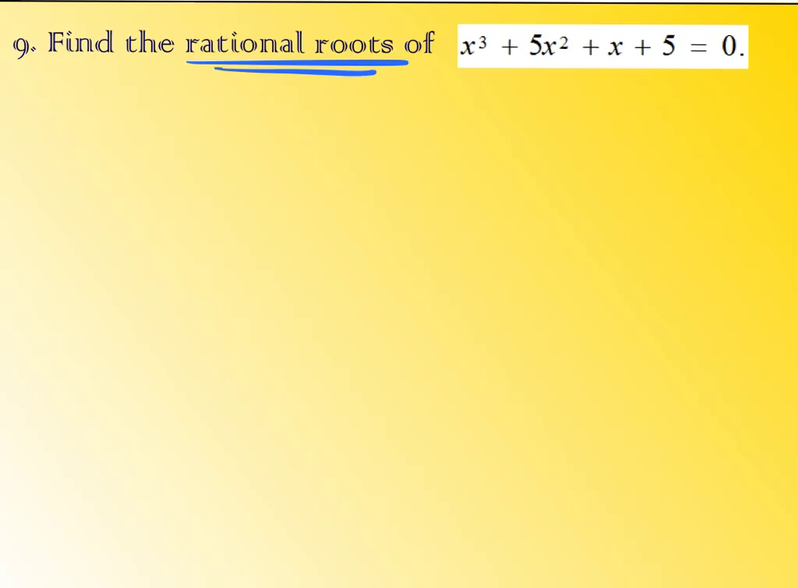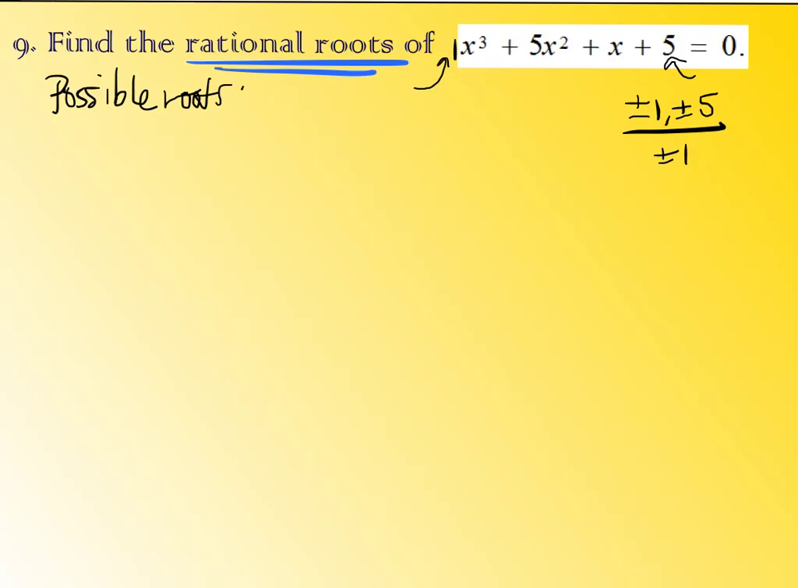So if we start going through this one, I know my possible roots are going to come from the factors of my constant divided by the factors of my lead coefficient. So the factors of my constant are plus or minus 1, plus or minus 5. Factors of my lead coefficient, that's just a 1, so plus or minus 1. So my possible roots are plus or minus 1 and plus or minus 5.